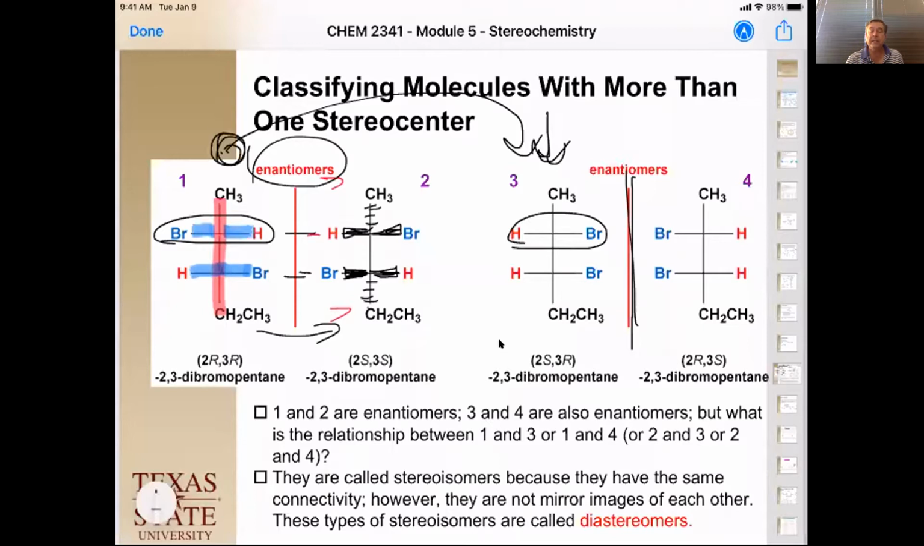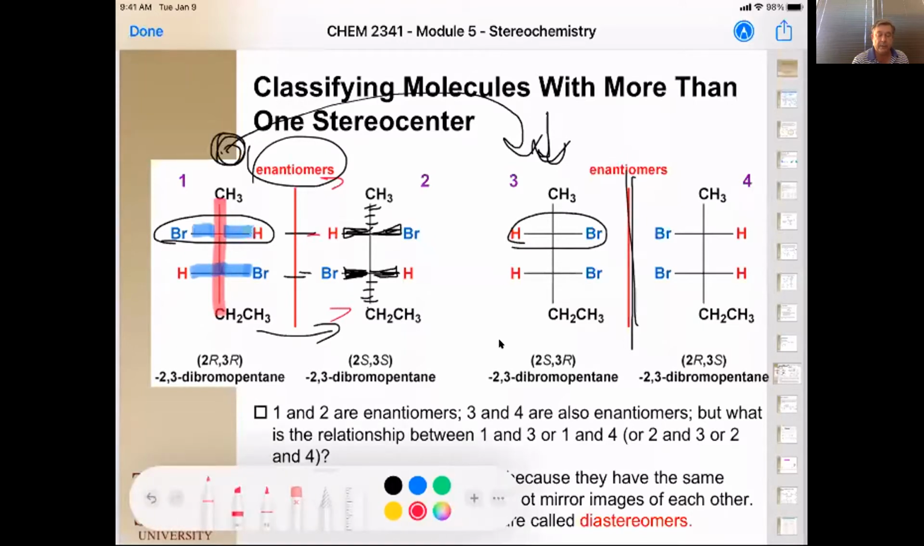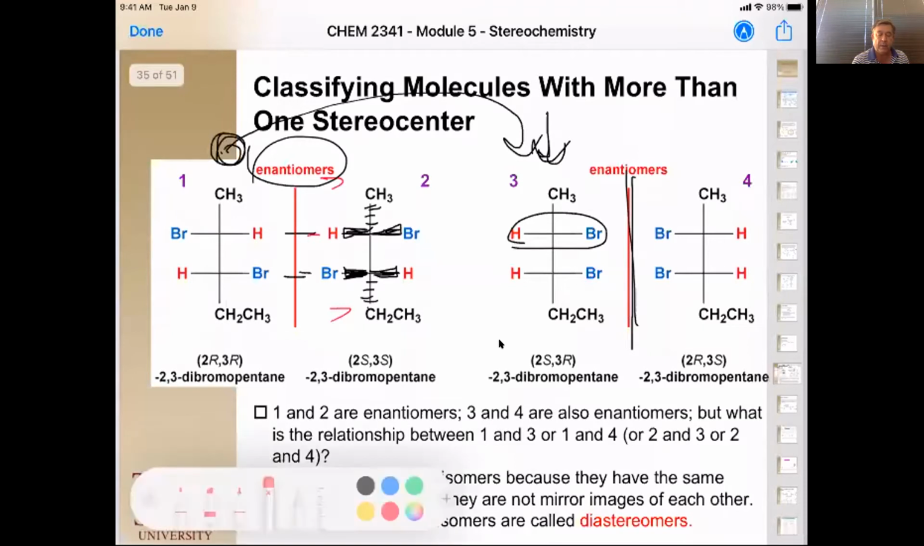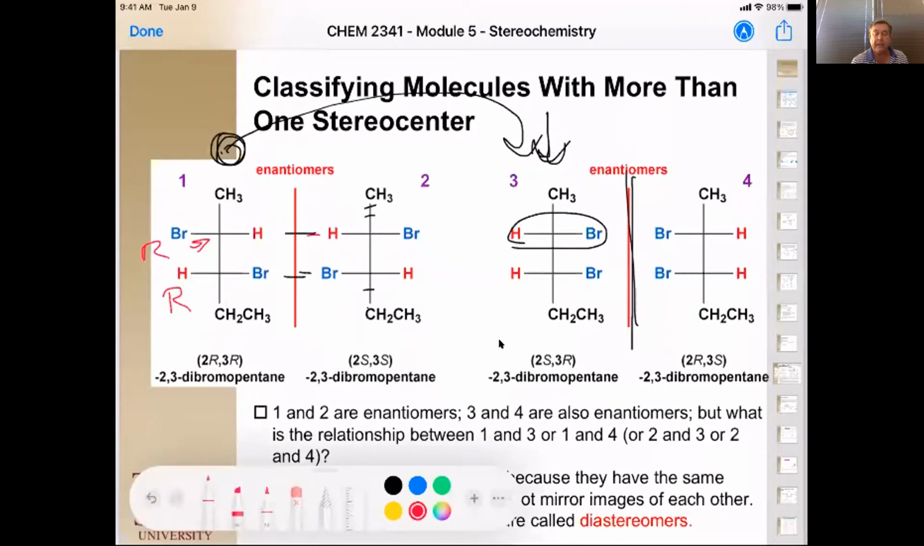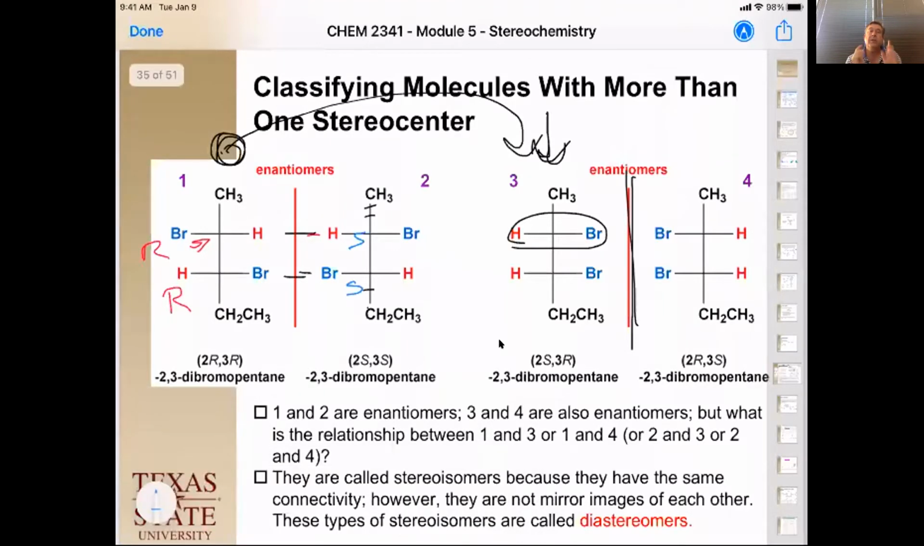And what we're going to see here is that when we assign these, the number 2 position here is going to be R, and this one's going to be R as well. Which means in our mirror image, both of those are going to turn into S, S. So that's our first pair of enantiomers, RR, SS. So when we actually assign them to the second one, we're going to see that's changed now.